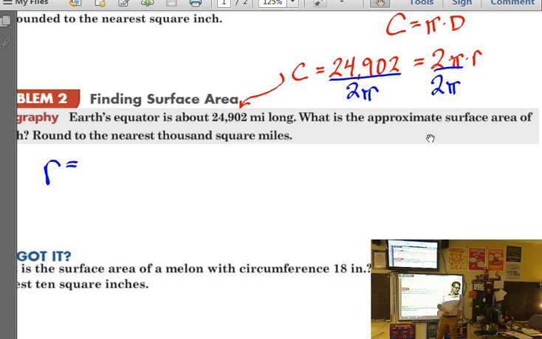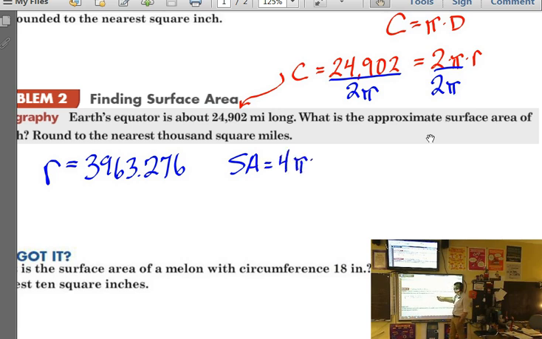So, what's the radius? What do you get? 3963.276. Oh, dang it. For some reason, I got a bigger number than I originated with. Oh, it's because I had put pi at the end, but I forgot on this calculator, it does that afterwards.